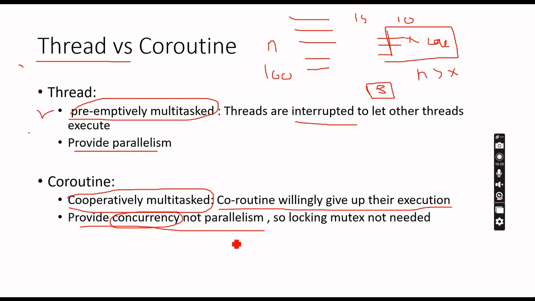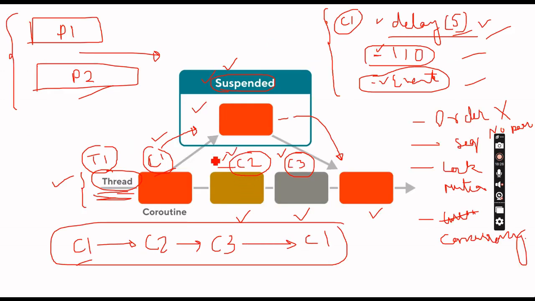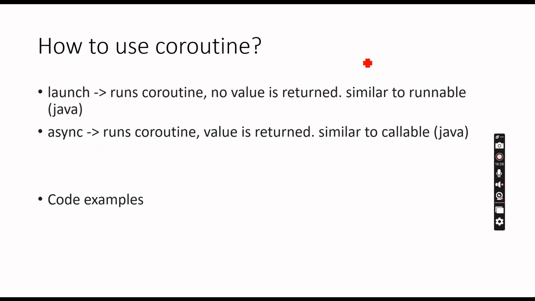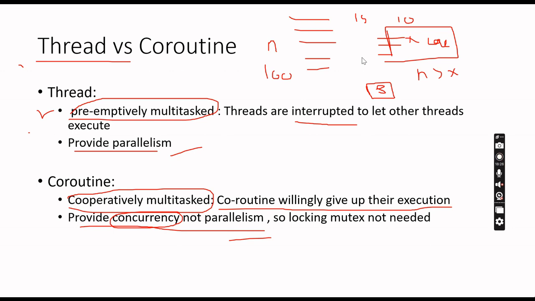However, no true parallelism is available in coroutine because they are executed one after another. No two coroutines get executed on a single thread at the same time. This is not happening. However, multiple threads get executed at the same time on a single machine with multiple cores. So it gives concurrency, not true parallelism. So no mutex needed. So no true parallelism is there in the case of coroutine.